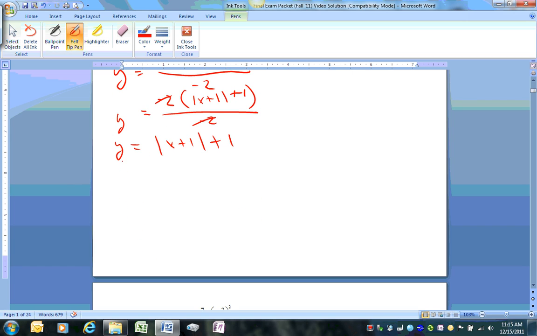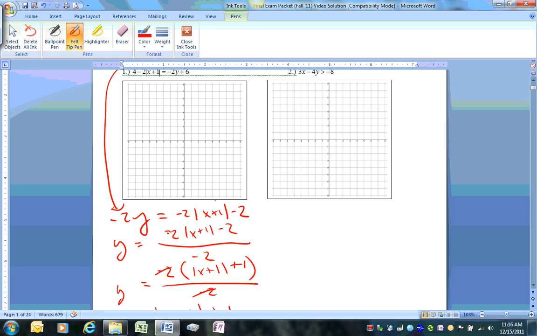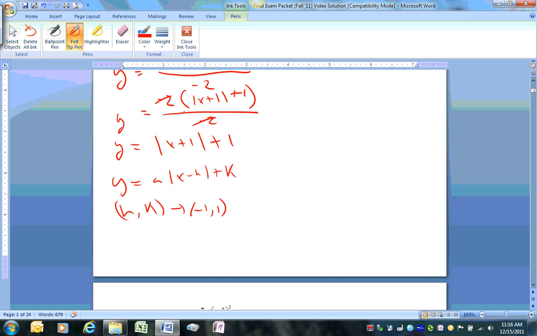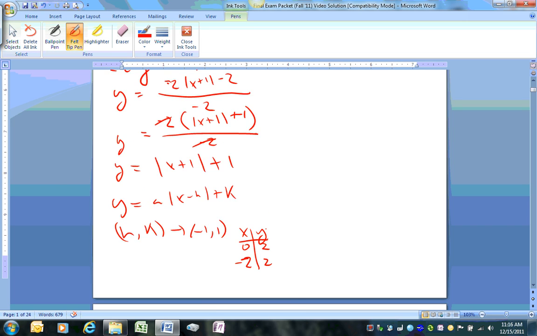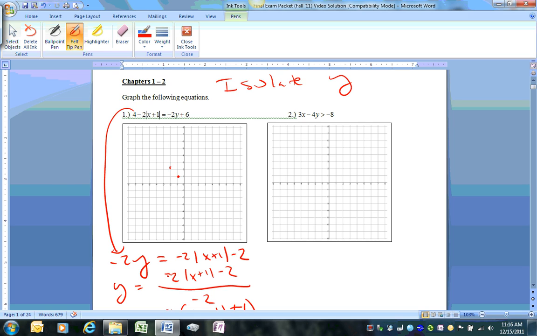Now in this case, the general formula is this for absolute value equations. So h comma k is going to be negative 1 comma 1. So we plot that, which is right here. And then a is 1, which you can kind of treat like slope, but just to be on the safe side, let's make a quick table. If I plug in 0 and negative 2 into my equation, I should get 2 and 2. So I plot those points as well. And I have the absolute value graph.